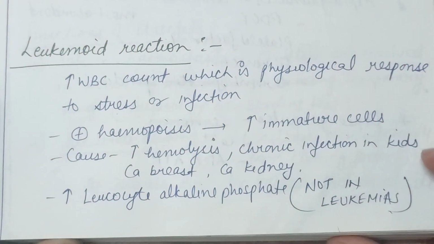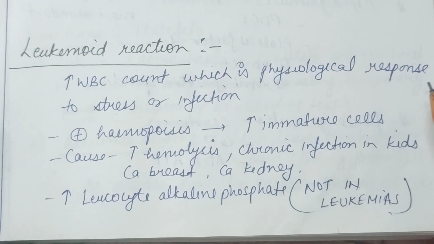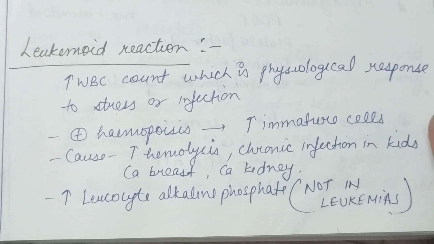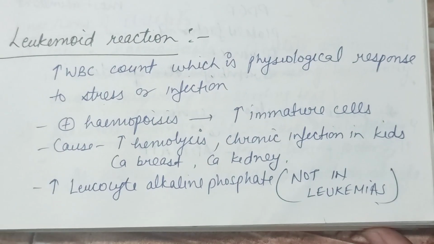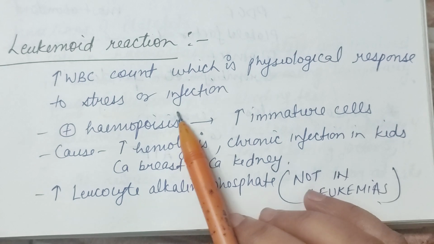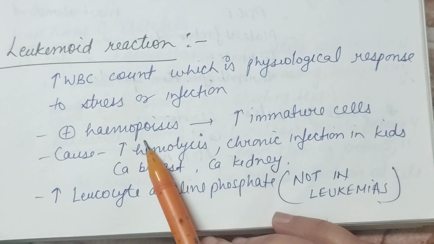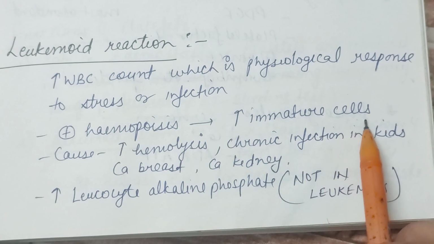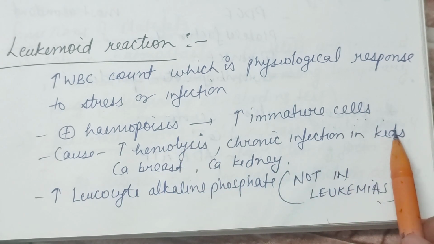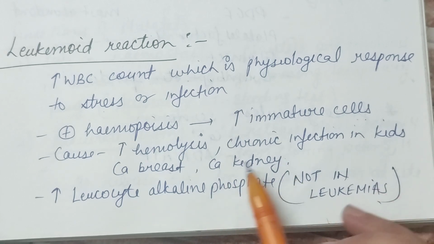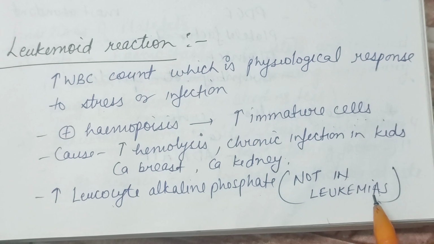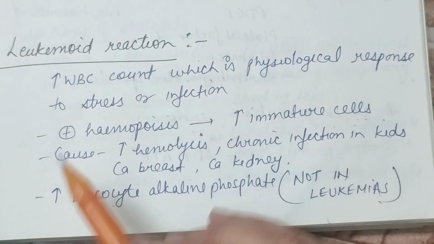Okay, so you can be asked what is leukemoid reaction. You can be asked what is leukocytosis, leukemia, and leukemoid reaction. Sometimes you can be asked this question during your practical. So what is leukemoid reaction? It is an increase in WBC count, which is a physiological response to stress or infection, where stimulation of hemopoiesis occurs and an increase in immature cells is present. Causes can be increased hemolysis, chronic infection in kids, carcinoma breast, or carcinoma kidney. Increased leukocyte alkaline phosphatase, which is not present in leukemias, can help to differentiate it.